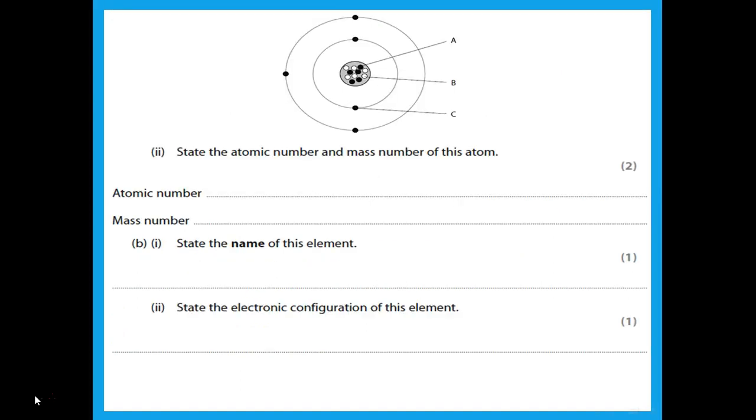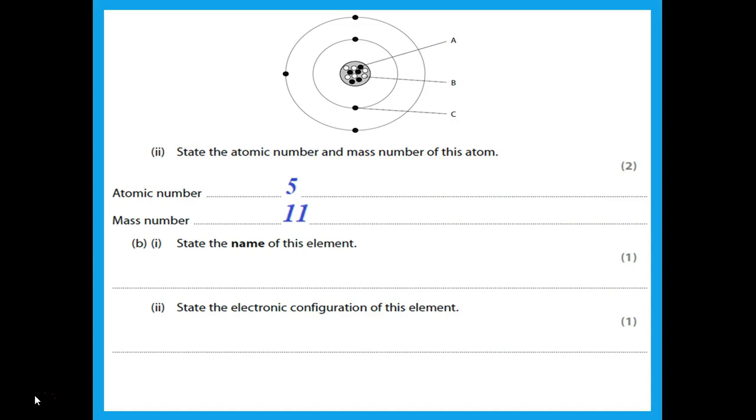State the atomic number and mass number of this atom. The atomic number of this atom is the number of protons. We decided that A is the proton. It has how many protons? 5 protons, so the atomic number is 5. Now what's the mass number? The mass number is the total number of particles in the nucleus. So we have 5 protons and 6 neutrons, so the total is 11.